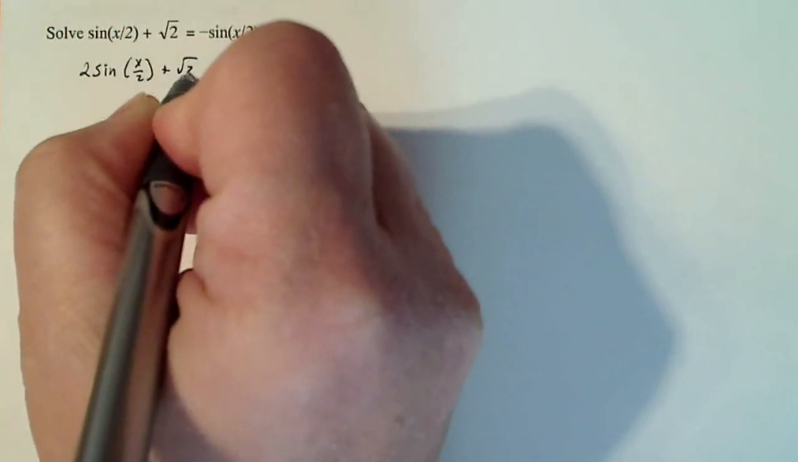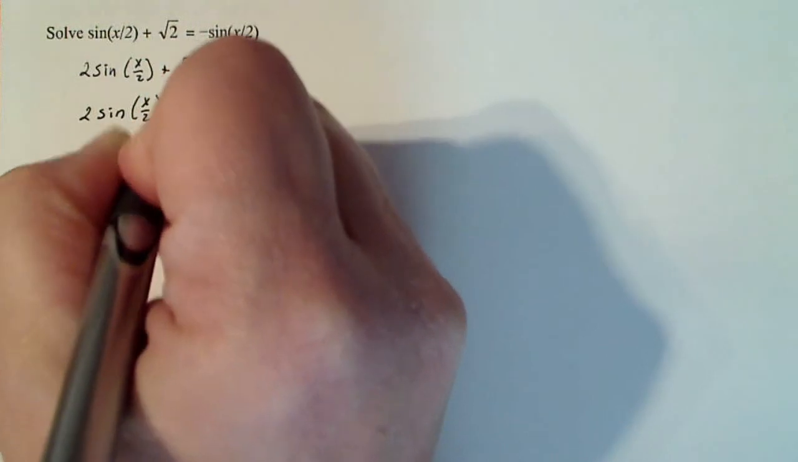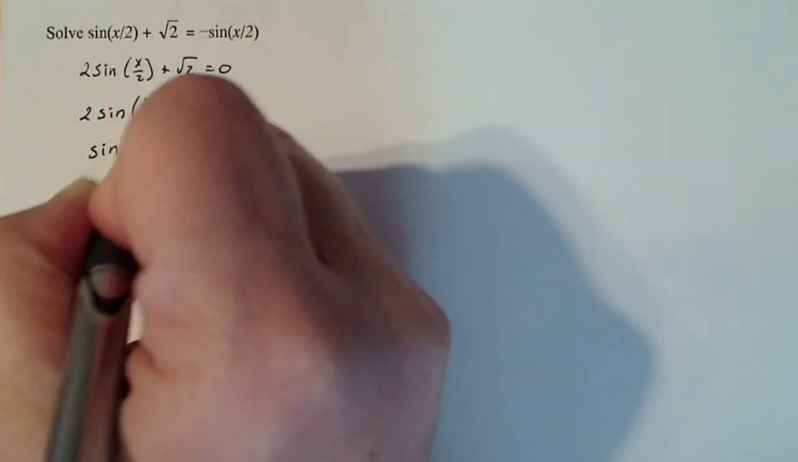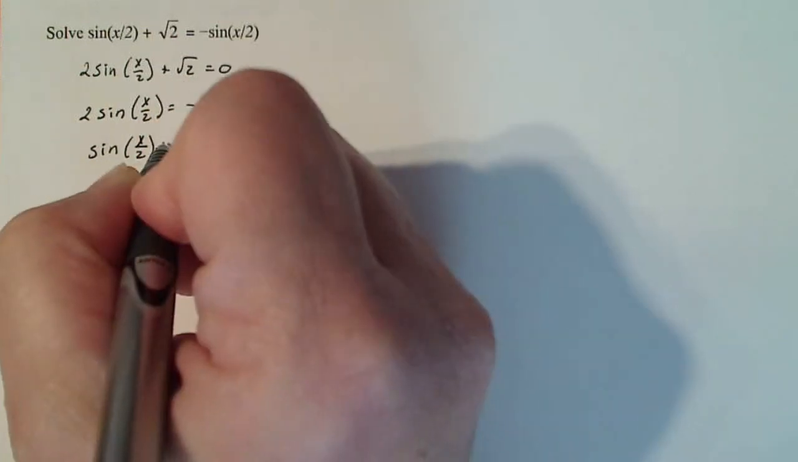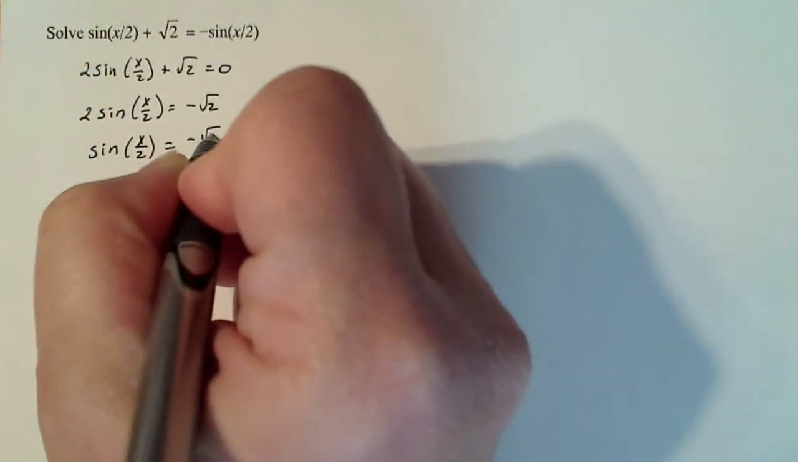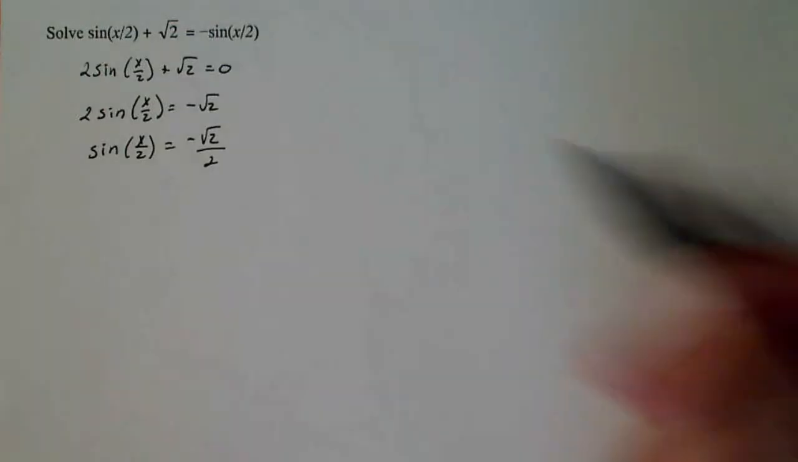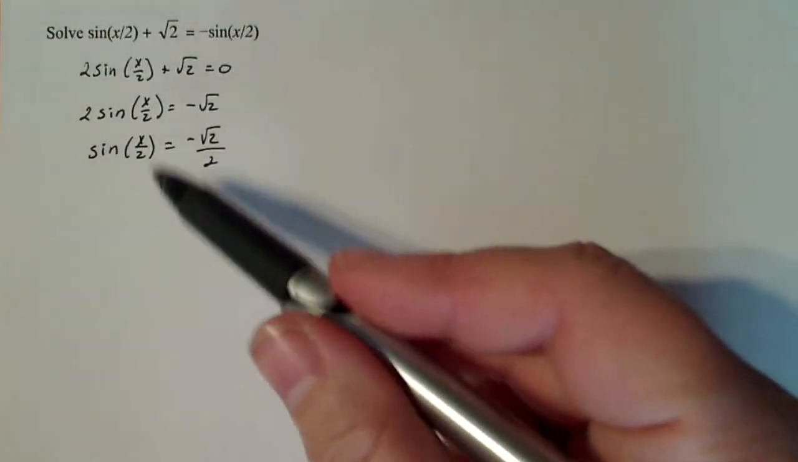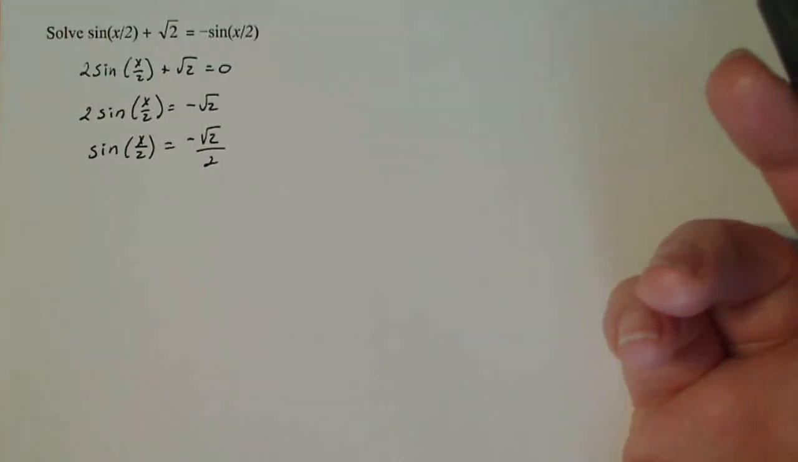That gives me 2 sine of x over 2 over here, plus the square root of 2 equals 0. Subtract the square root of 2 from both sides. 2 sine of x over 2 is equal to minus the square root of 2, and then divide by 2. Always isolate the sine or trig function term first, then take a look at it. Now notice this number over here is a standard number that you can see on any unit circle.